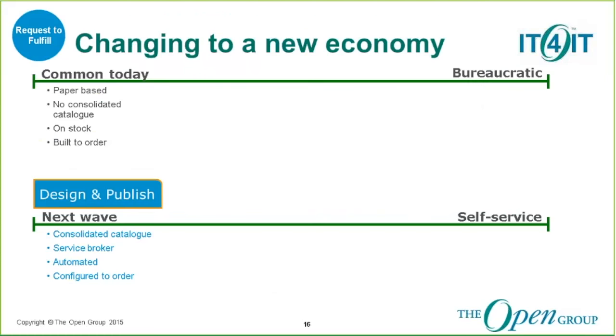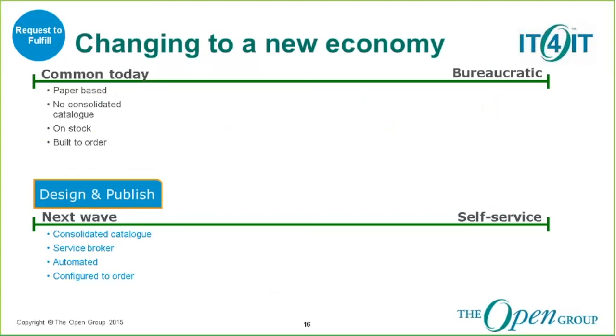To understand how a user-centric, consumer-influenced world is changing fulfillment, let's look at the four phases again and see what is changing from a current to the target state, moving from a bureaucratic to a service broker, using automation as a self-service model.